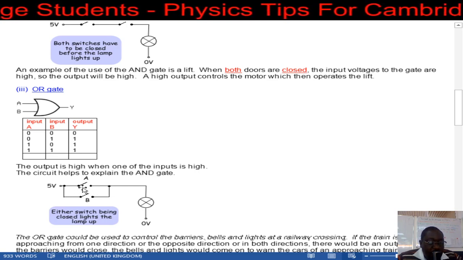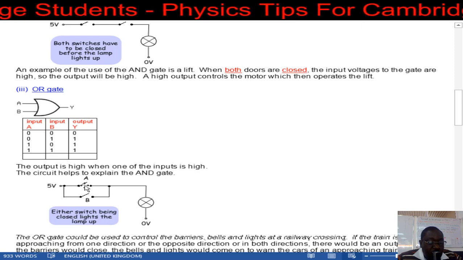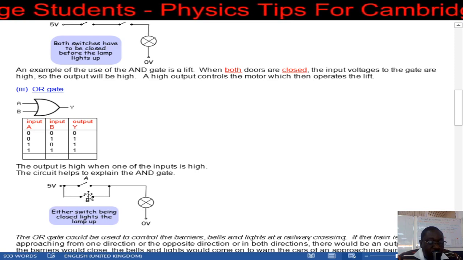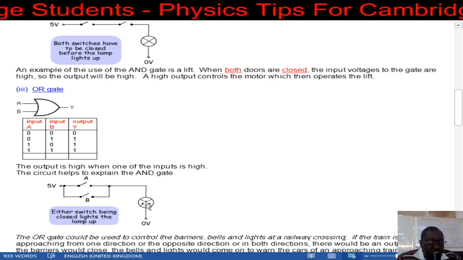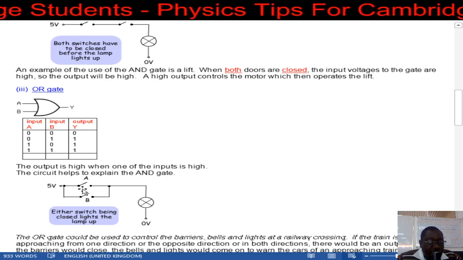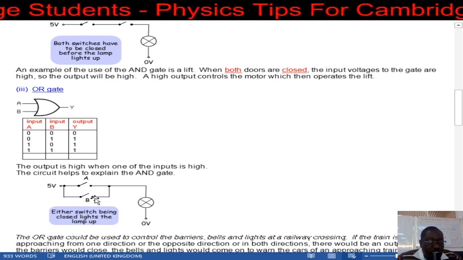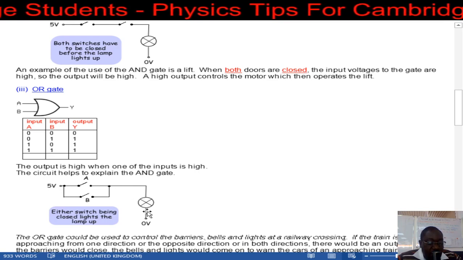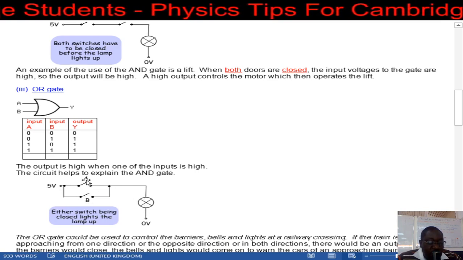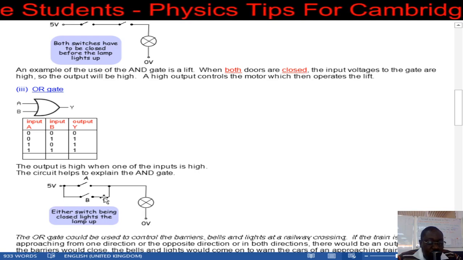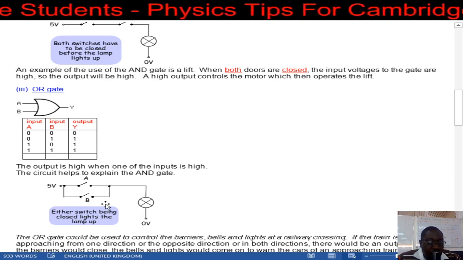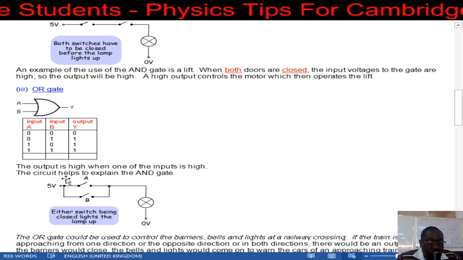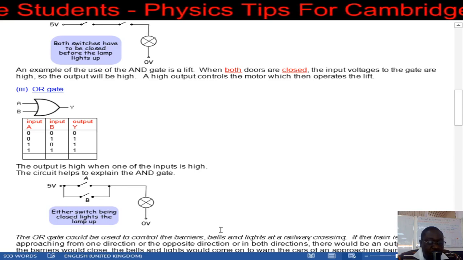So if A is open, B is open, nothing goes on to the bulb. If A is closed, B is open, current flows in the path where there's A there. And then if B is closed, A is open, current will move through B to there. And when both are closed, current still flows to the bulb.